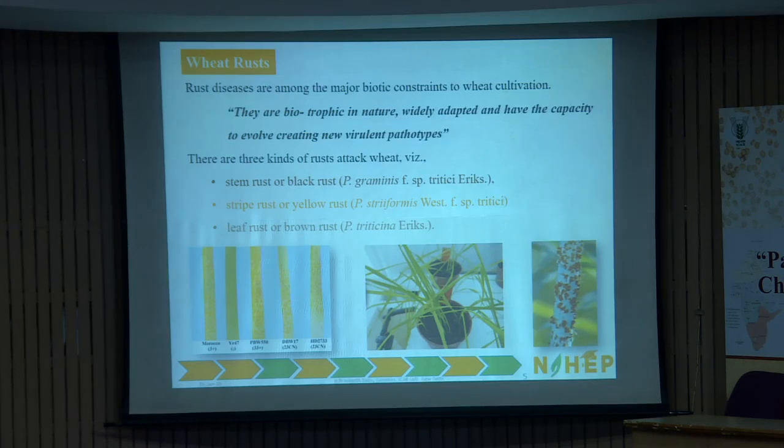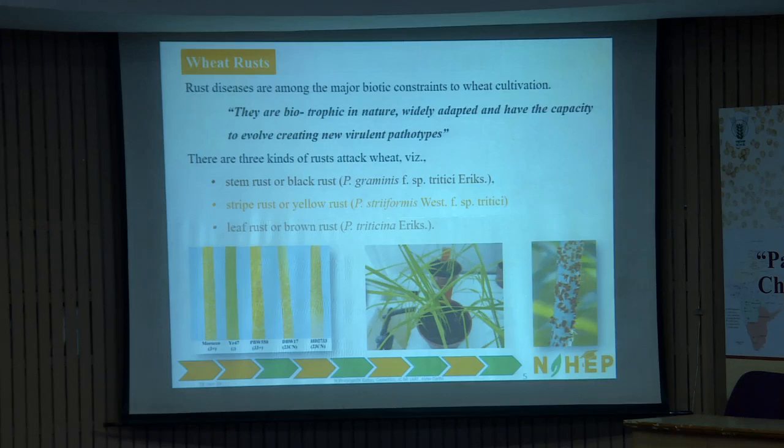Today, I will mainly focus on wheat rust. We all know rusts are very dangerous pathogens that affect wheat. They are dangerous in a way that they are biotrophic, they live on living organisms, and they are widely adapted. They have the aggressiveness to evolve from one pathotype to the next, and they can knock out a gene which was resistant earlier.